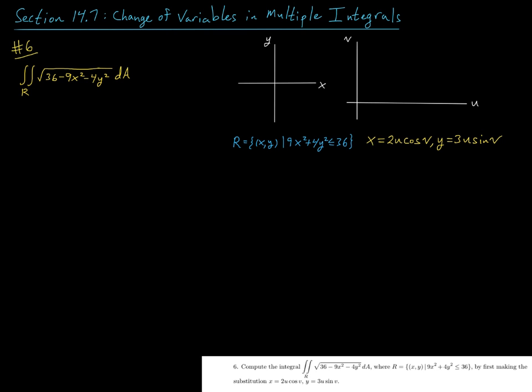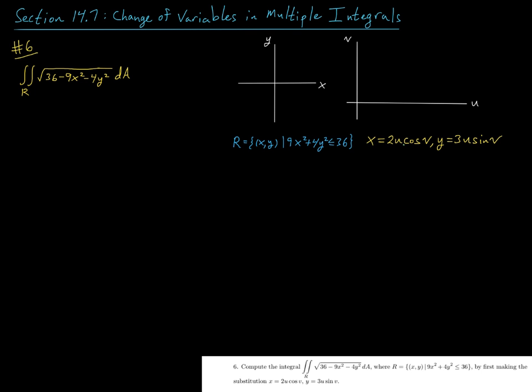All right, question 6 says to compute the integral of the square root of 36 minus 9x squared minus 4y squared over the region R, where R is the set of all points x, y, such that 9x squared plus 4y squared is less than or equal to 36. And here we're going to make the substitution x equals 2u cos v and y equals 3u sine v.